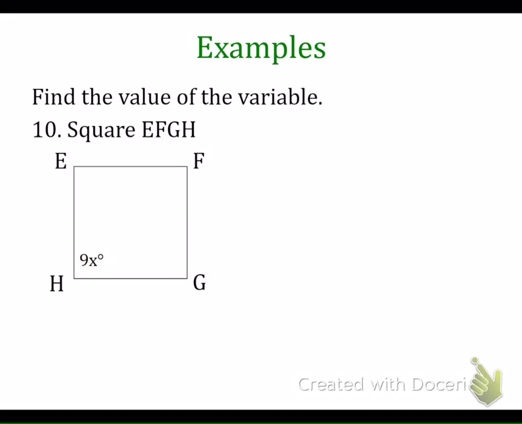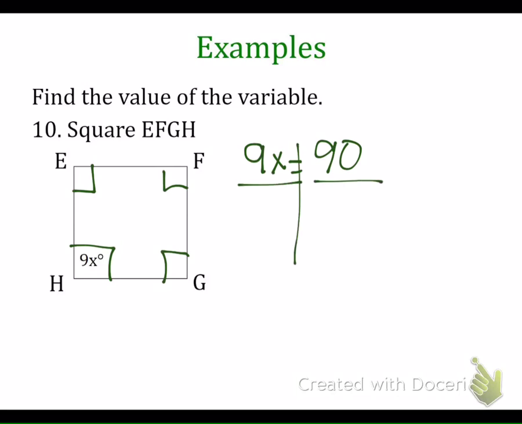So it says find the value of the variable. This is a square. What do we know about all the angles in a square? 90, 90, 90. Yeah, they're all right angles. They're all 90 degrees. So how do you think I would solve for x? 9x equals 90. Divide both sides by 9. So x equals 10.